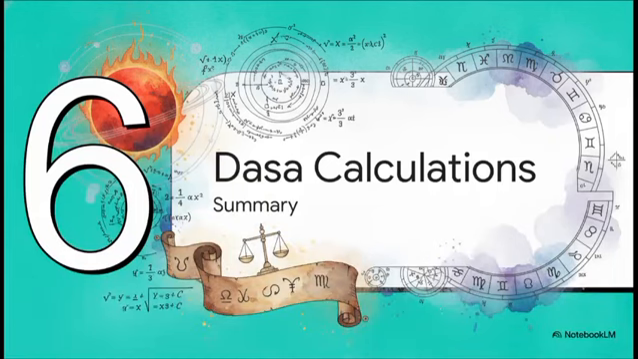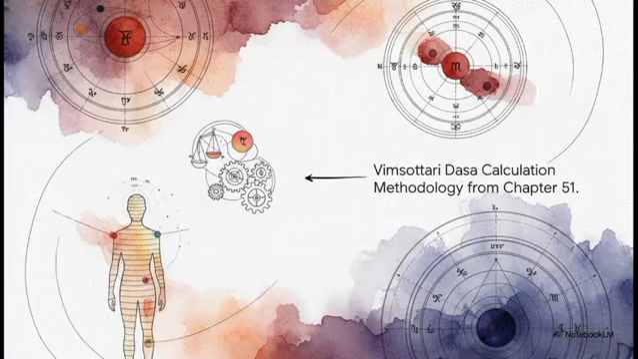And finally, Section 6, Calculations and our summary. To actually utilize these profound insights from Chapter 54, we have to briefly review the mathematical foundation that dictates exactly when these periods occur. Because without the math, the philosophy just can't be applied. Back in Chapter 51, Parashara outlines a strict proportional mathematics system for working out the exact span of these antardasas within the 120-year Vimsotari framework.